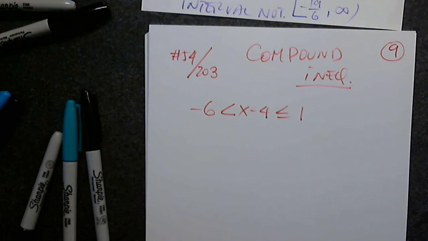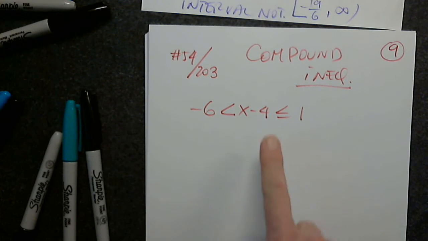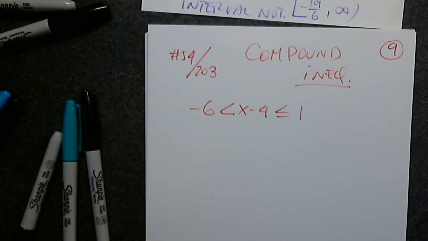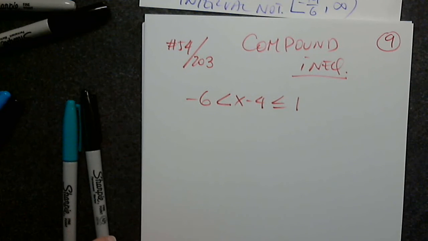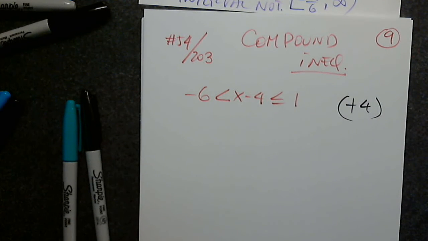There is only one thing we need to do here. We just need to eliminate this somehow. So that's all I need to take care of in this particular situation. I need to get rid of that minus 4. How do I get rid of a minus 4? Not multiply. It's subtracted from x. Add 4 to all three sides.